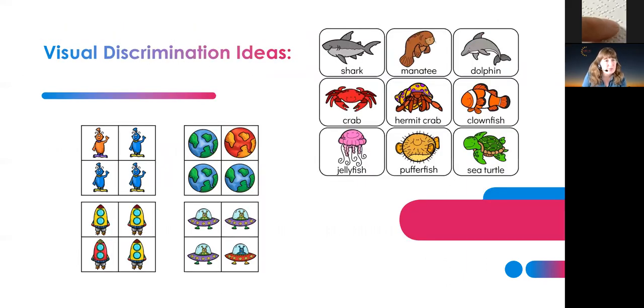Here are some visual discrimination ideas. On the left are cards of outer space, fun things for kids, very bright visual things. And on each one, they are looking for the object or item that is different. On the right is a different set of cards, bright, dark lined sea creatures. I would have two sets of these printed out and they would have to match them. So they are finding the ones that are the same.